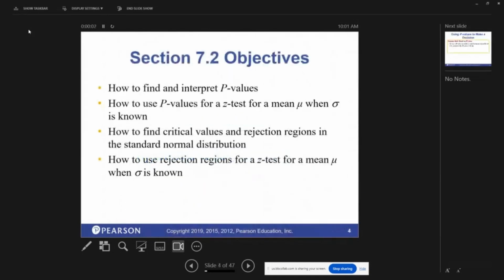All right, so we're going to look at how to find and interpret p-values. We'll look at how to use p-values for a z-test for a mean when the standard deviation is known. We'll look at how to find critical values and rejection regions in the standard normal distribution. And we'll look at how to use rejection regions for a z-test for a mean when the standard deviation is known.